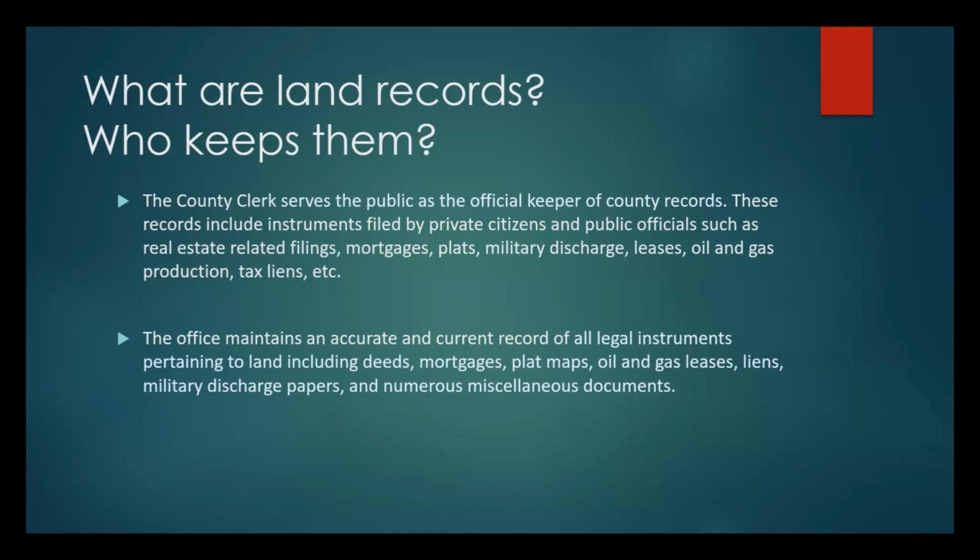So what are land records and who keeps them? They are generally the most well-found records in the county's offices related to a particular piece of property, but there are other types of records that this person also keeps. In Oklahoma in particular, the county clerk serves the public as the official keeper of the county records. These records include instruments filed by private citizens and public officials, such as real estate related filings, mortgages, plats, military discharges, leases, oil and gas production, tax liens, etc.